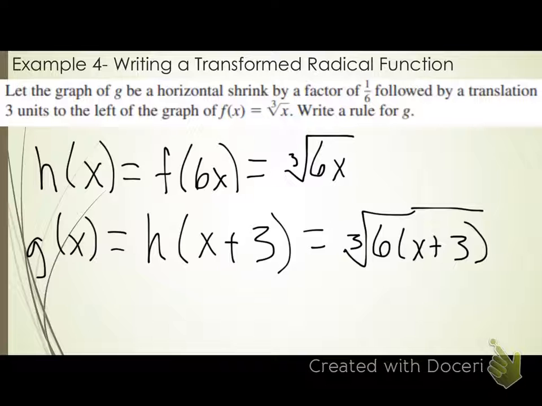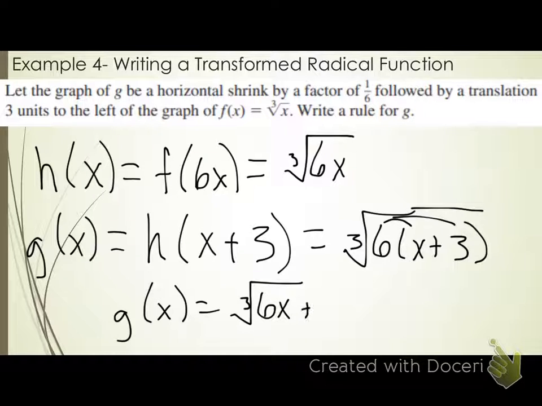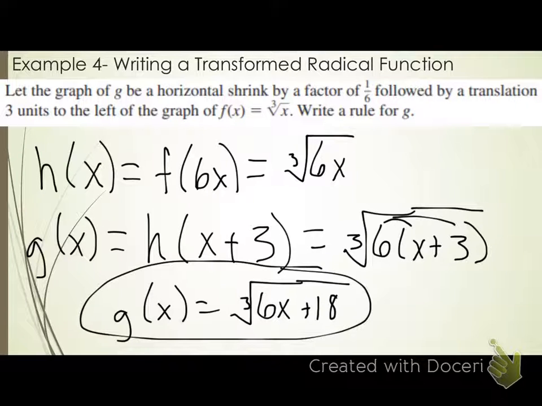You got to put parentheses around the x plus 3. And now what can I do with that 6? Distribute it. What's 6 times x? 6 times 3? 18. Here's my rule for g. Does everyone see that? G of x equals the cube root of 6x plus 18 is a horizontal shrink by a factor of 1/6, followed by a translation 3 units to the left of the graph of f of x equals the cube root of x. So there's my answer. I'm done with that one.